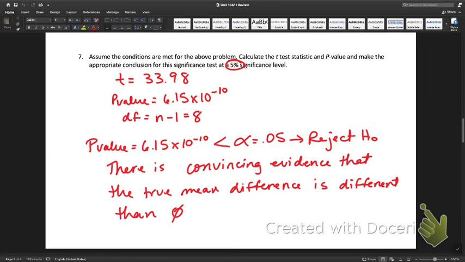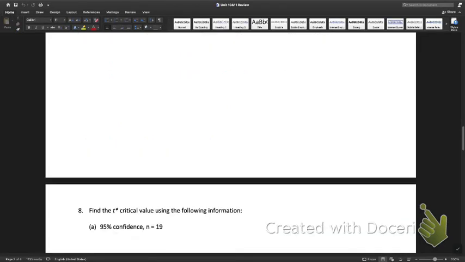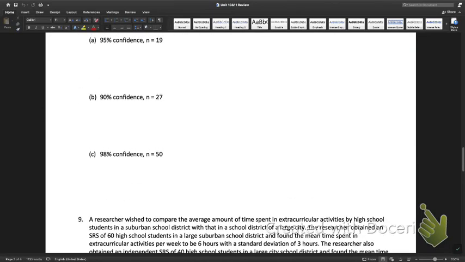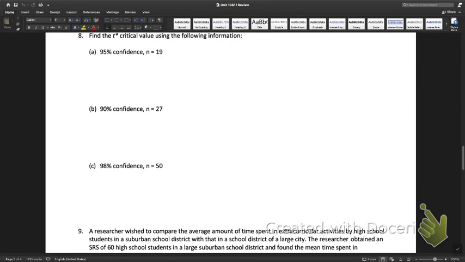All right. Cool. Let's keep going. Number 8. Find the t-star critical value using the information that is given here. All right, so we're going to find some t-star critical values.